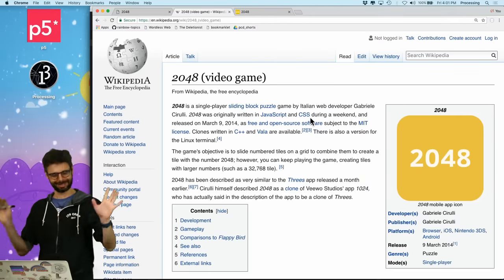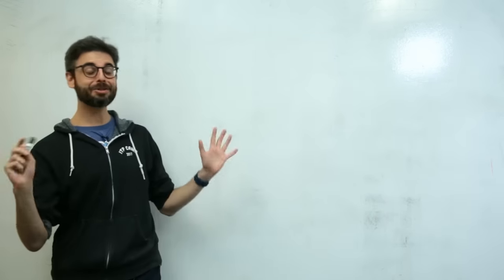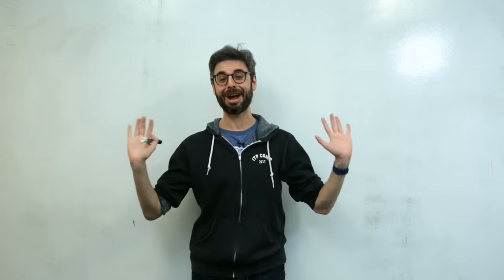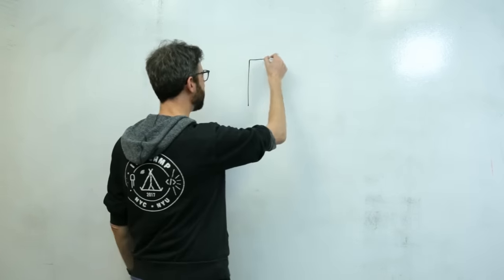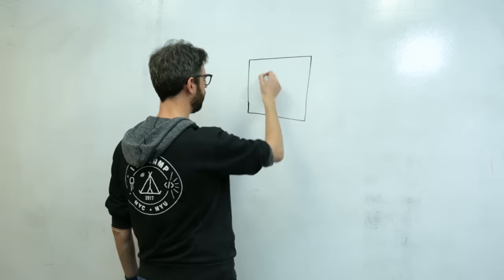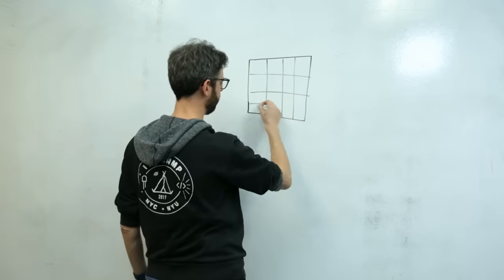So what is the core? Before I get started coding, I really am very pessimistic about this. Let me try to talk through my understanding of how the game works and what kind of code I might need. All right, so the game, by definition, is played on a 4x4 grid.